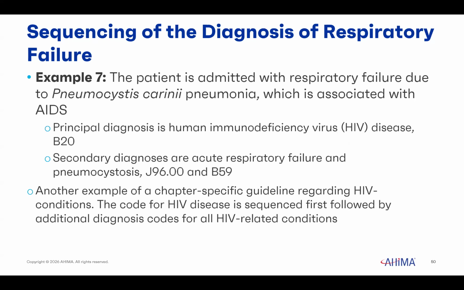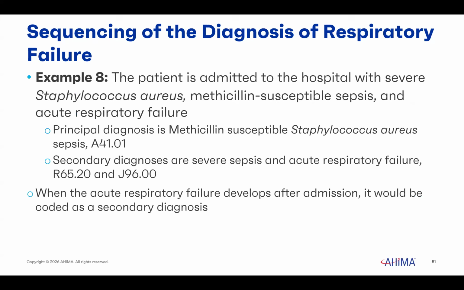And then finally, and this is kind of calling back to our first week of class, a patient is admitted with respiratory failure due to pneumocystis carinii pneumonia, which is associated with AIDS. If you have this condition, you do have AIDS. The principal diagnosis per this chapter-specific guideline is going to be the B20 code, and then we'd have respiratory failure and the pneumocystosis. And again, here's yet another one.